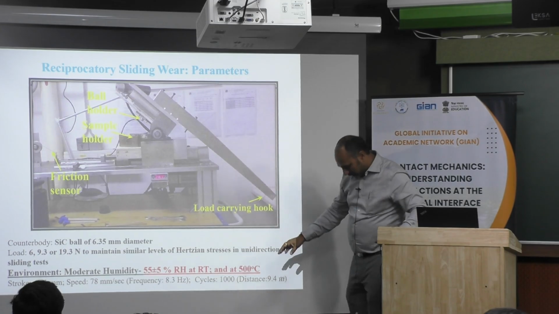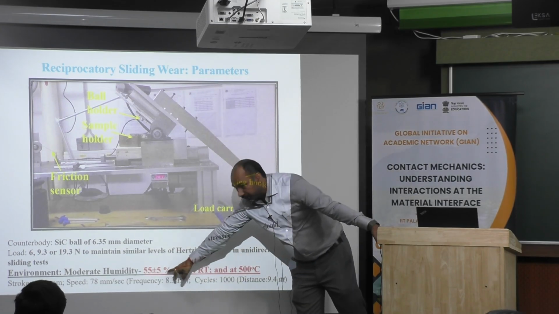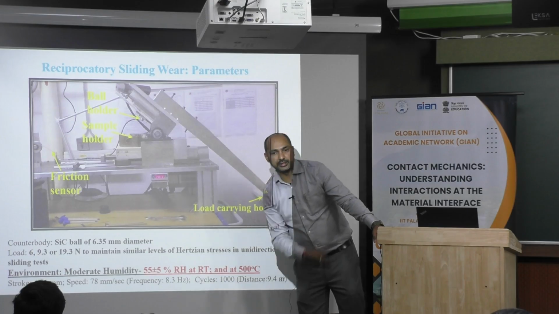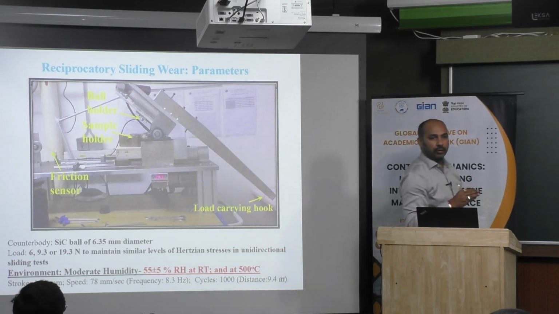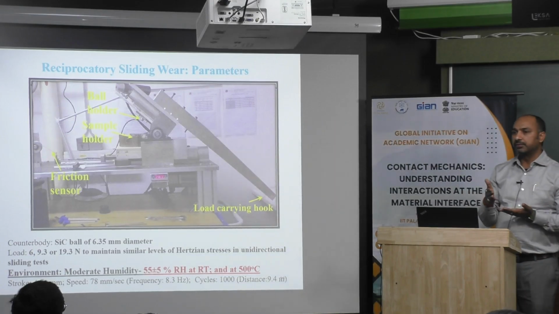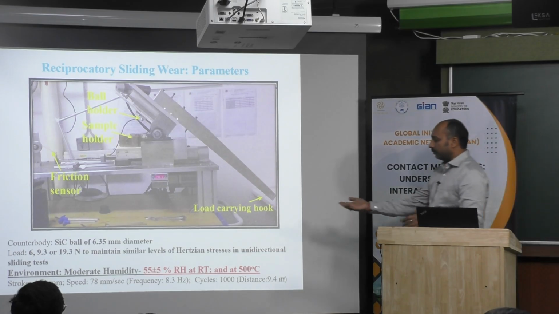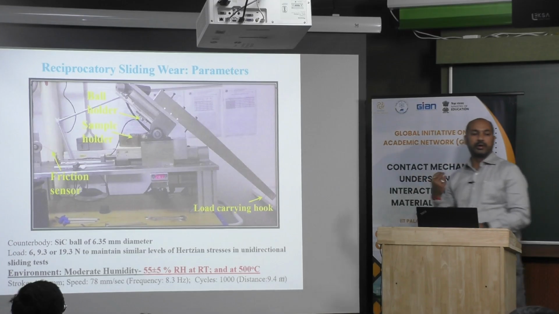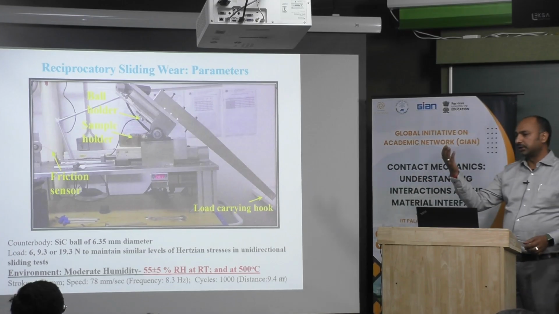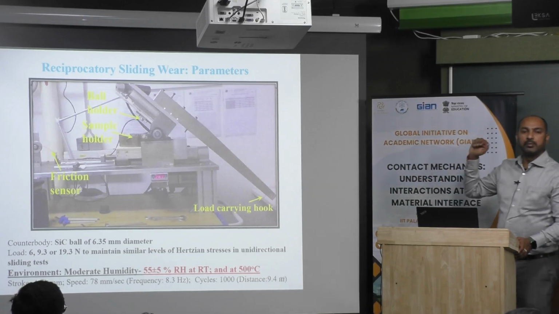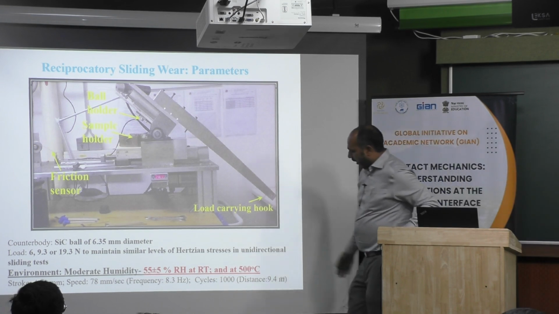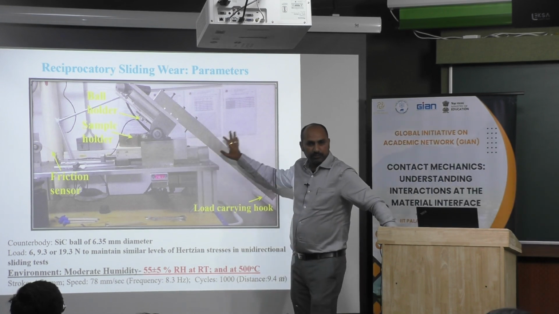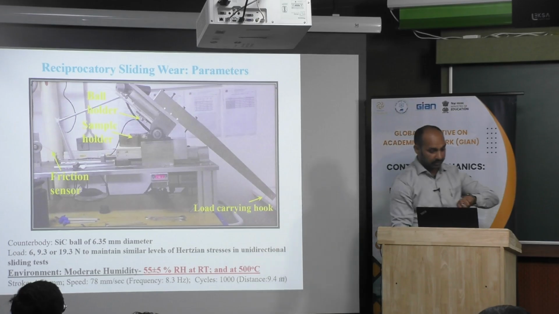And a very interesting point here is humidity. Humidity is now moderate humidity. It is changing from 25 plus minus 5 to 55 plus minus 5. This is considered a moderate humid condition. It is not a high humid condition like 70%, 80%, but a moderate humid condition. And further, it has been performed at 500 degrees Celsius as well.